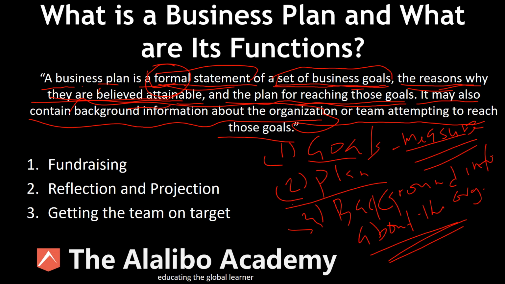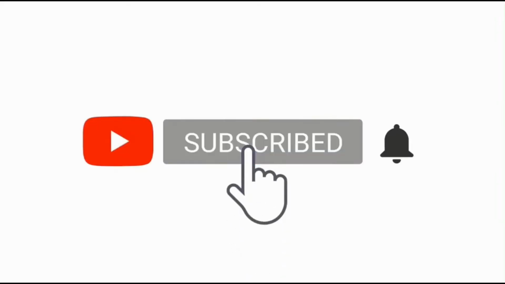Now, it has 3 main functions, right? So the first one is fundraising. The business plan becomes the document for fundraising, right? It's designed to inspire confidence in investors, in creditors, and customers, suppliers, the general public that are interested in that business, to say that, well, this company has a good plan, and they can invest, they can give loans, they can partner with the business, right?